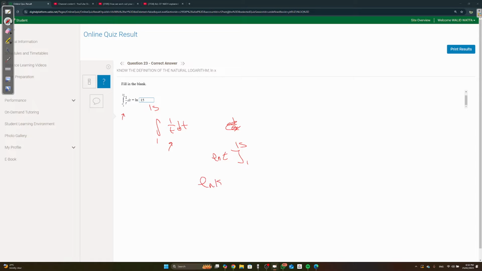So it's going to be ln 15 minus ln 1. What did I tell you? Ln 1, log base b of 1, log 1. What is it always? 0. So what are you left with? ln 15. Very easy.